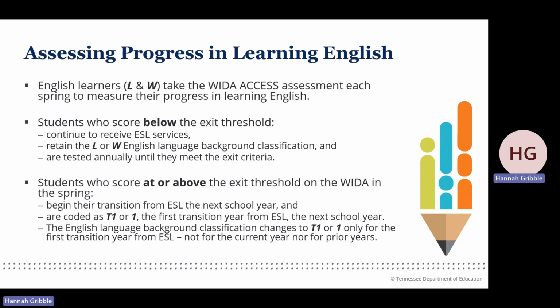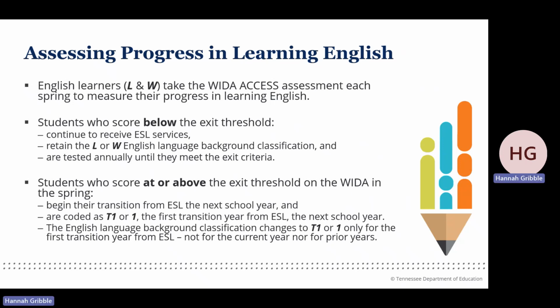English learners, L and W, take the WIDA Access assessment each spring to measure their progress in learning English. Students who score below the exit threshold continue to receive ESL services, retain the L or W English Language Background Classification, and are tested annually until they meet the exit criteria.